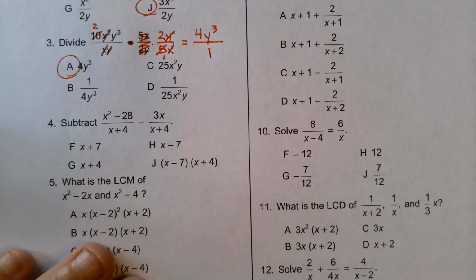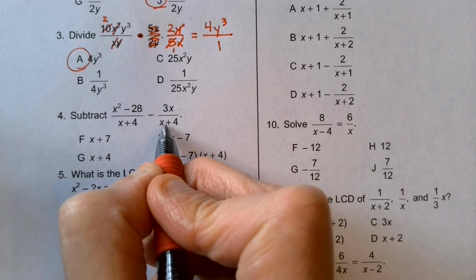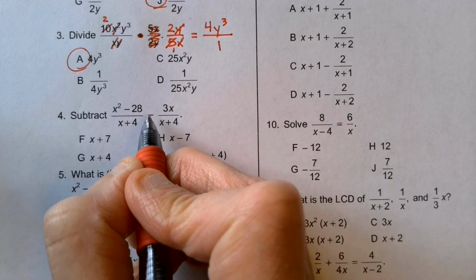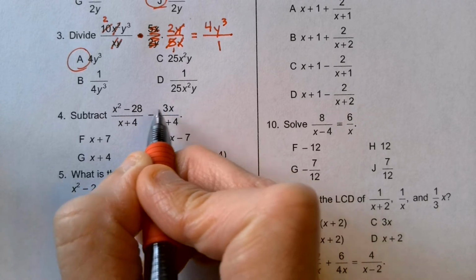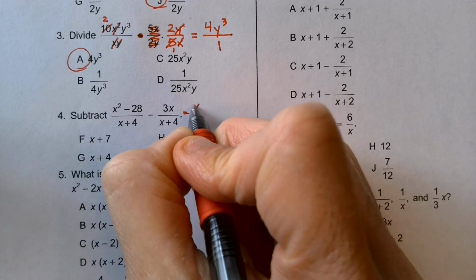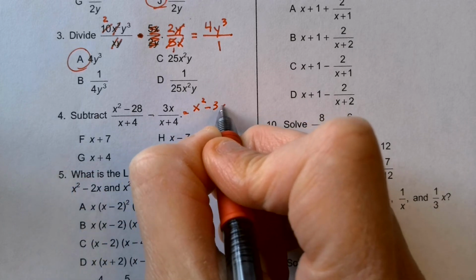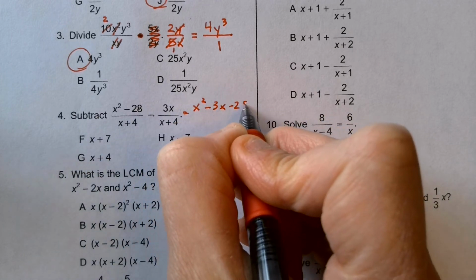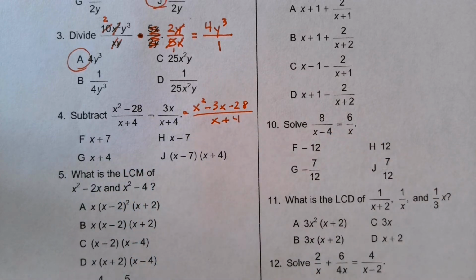Okay, now we're going into subtracting. So we have to have a common denominator, and in this case we do. And it's subtraction. So this negative gets distributed to this, but if there was another thing being added, you have to make sure you distribute that negative through. So we are left with x squared, and I'm going to put them in descending order, minus 3x minus 28 all over the common denominator of x plus 4.